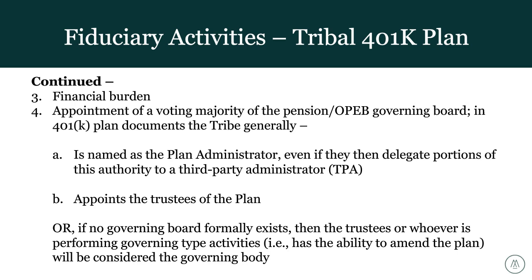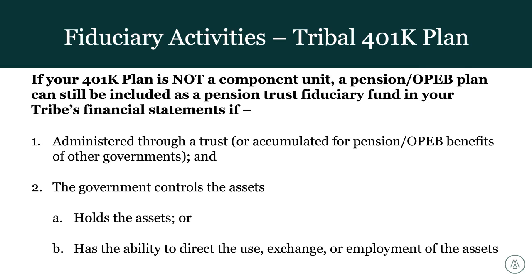If for some reason your 401k plan does not meet the component unit criteria path, there is still a chance it can be included as a fiduciary fund. So this is the alternate path, and it considers one, whether the plan is administered through a trust, and two, whether the tribe controls the assets. So number one there is self-explanatory, as there is either a trust or there isn't. In regards to number 2A, it's possible it won't end up being presented as a fiduciary fund if the custodian or trustee holds the assets of the tribe. In regards to 2B, it's also possible that if the employees participate in the plan and direct which investments are selected, you could make an argument the tribe isn't controlling the assets.